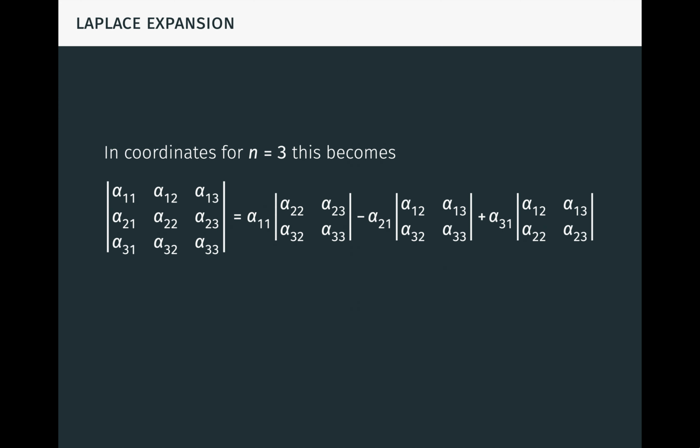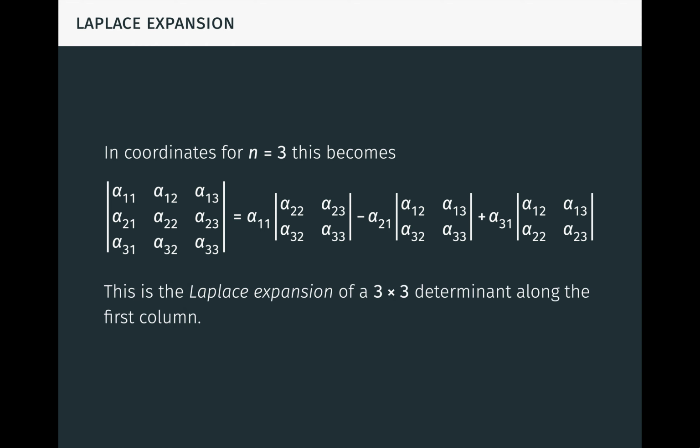In coordinates for n equal to 3, using the notation we introduced earlier, this relationship looks like this. This is the Laplace expansion of a 3x3 determinant along the first column. Again, this is often presented as a definition with zero motivation or intuition. Again, we're happy we're in the 21st century, and we can see that it falls out from the algebraic properties of determinant functions, which were themselves motivated by simple geometric properties.